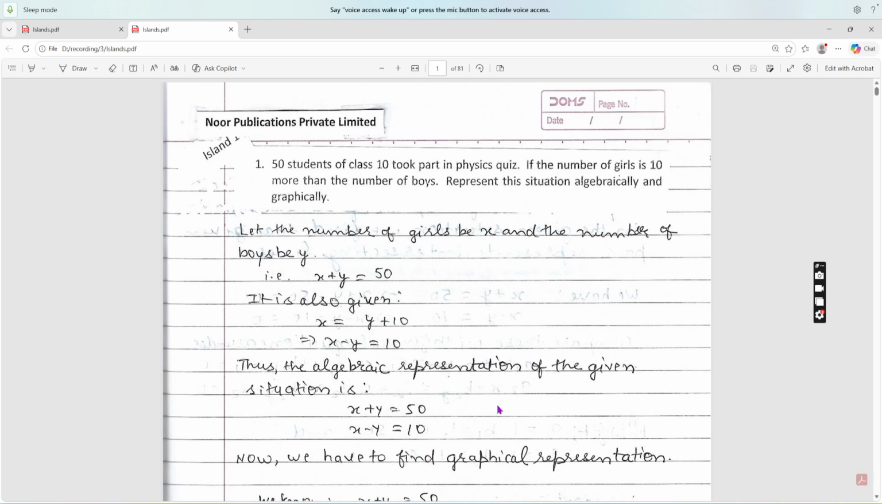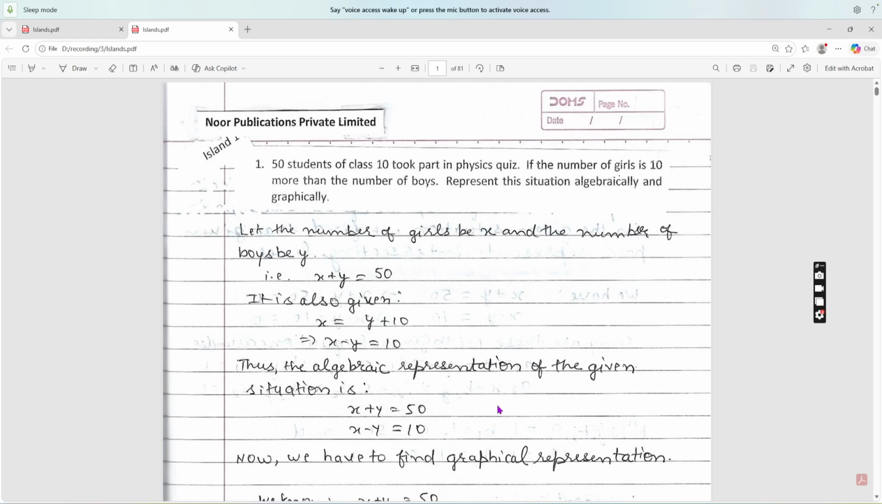And here we go. It is our first island. First of all, we are going to take the mastery of word problems. Okay, let's see the first question. 50 students of class 10 took part in quiz competition. If the number of girls is 10 more than the number of boys, represent this situation algebraically and graphically.